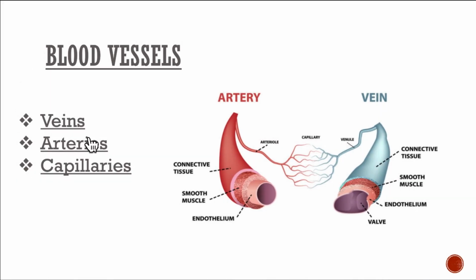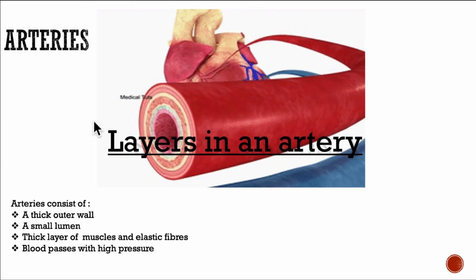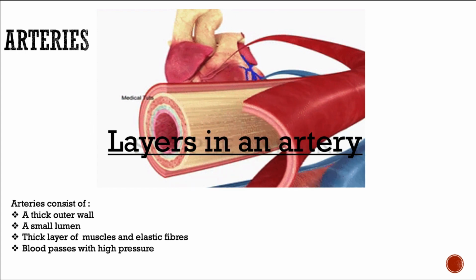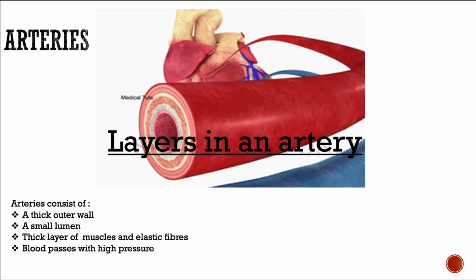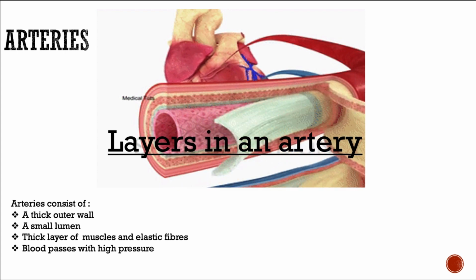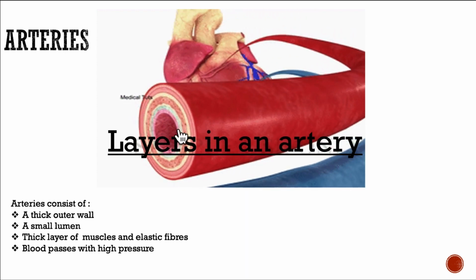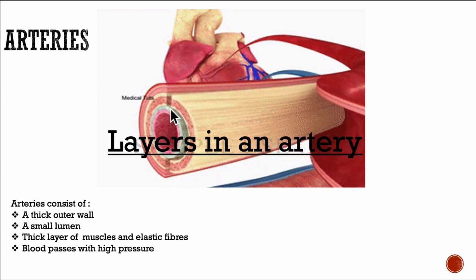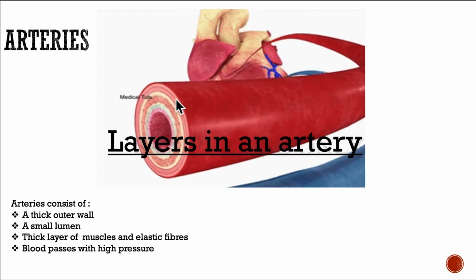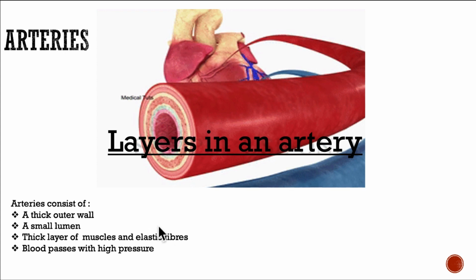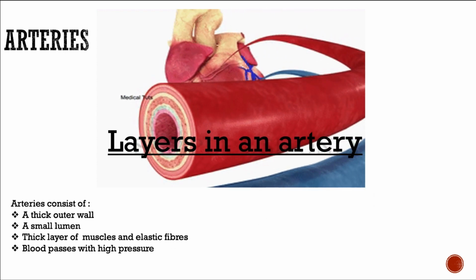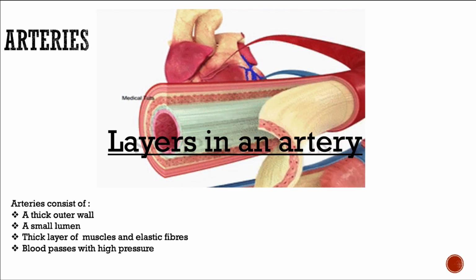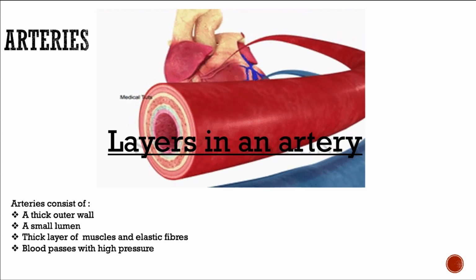Let's compare the structures with the arteries. Arteries are blood vessels that carry blood away from the heart. They need to be able to withstand immense pressure. This is why you will see that the lumen is very small and it has very thick elastic muscle layers. You need to be able to recognize all of those features. And when describing the role of arteries, you also need to mention that blood passes with very high pressure.